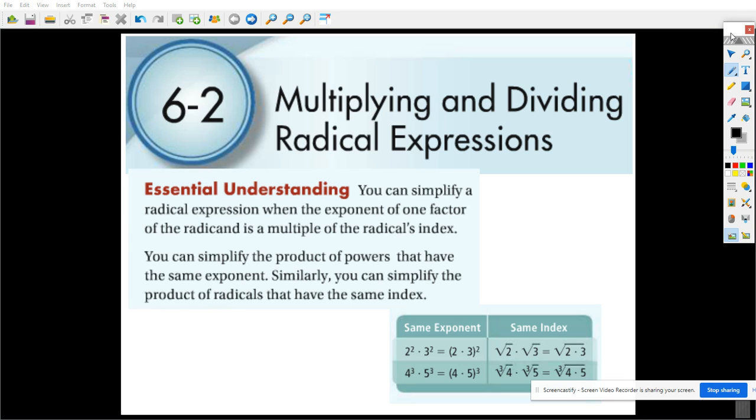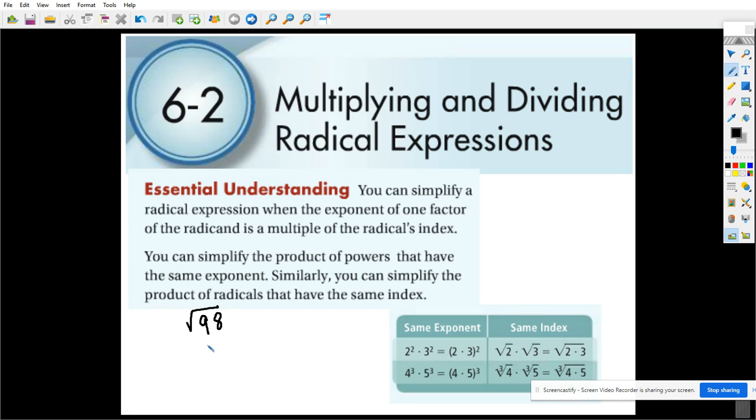For 6.2, we're going to get into multiplying and dividing radical expressions and back into simplifying radical expressions. And those radical expressions, again, when simplified, we have certain rules. When we simplified radicals earlier in Algebra 2, we had a problem like, let's say, the square root of 98. And I ask you to simplify that.